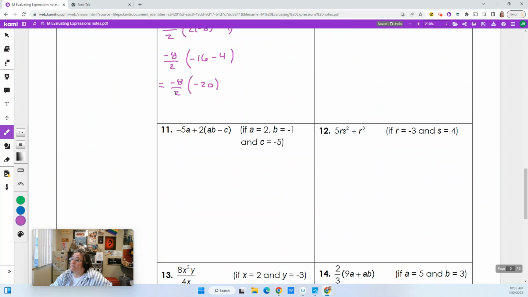Now all we have left is a division, because a fraction, remember, is just a division problem, right? That's saying negative 8 divided by 2, right? What is negative 8 divided by 2?